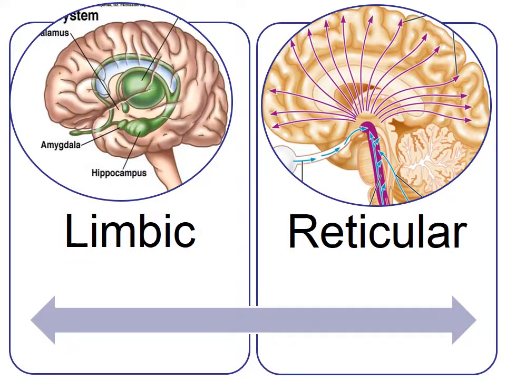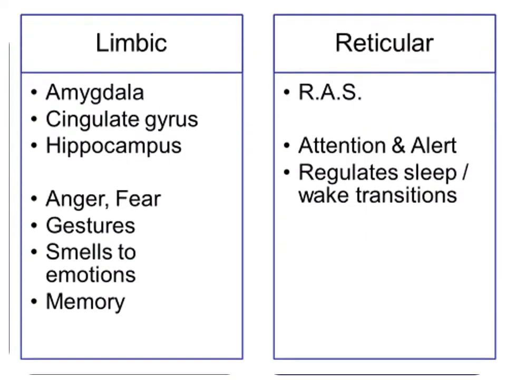The limbic system contains the amygdala, cingulate gyrus, and hippocampus. These interconnected nuclei and gyri provide emotional reactions and memories.